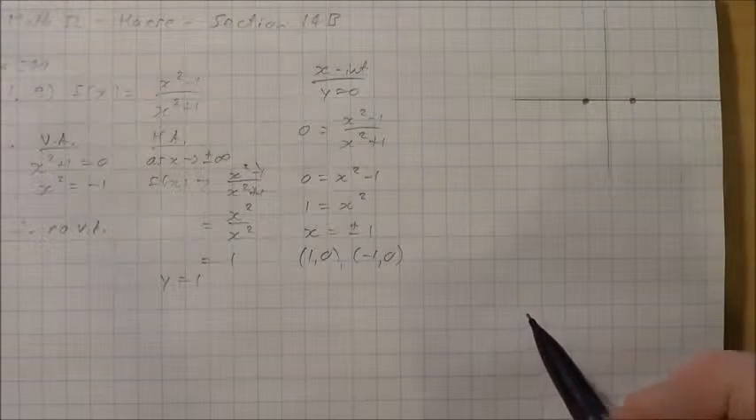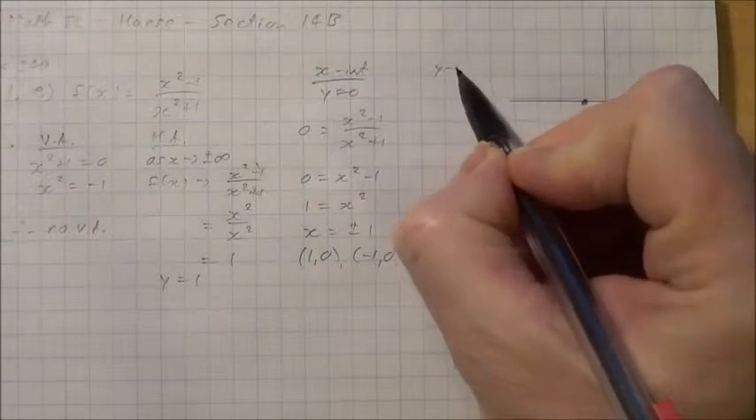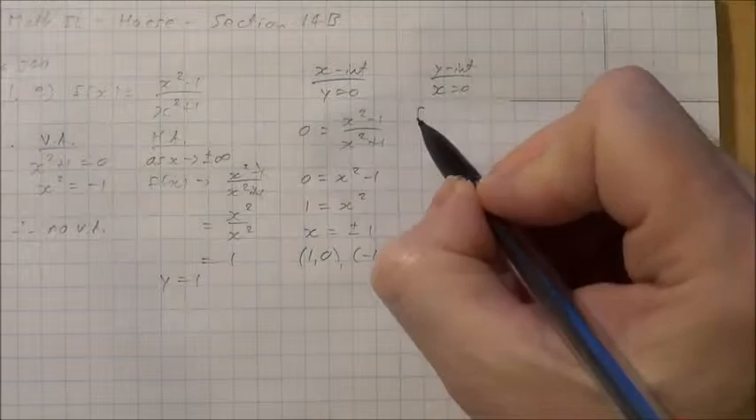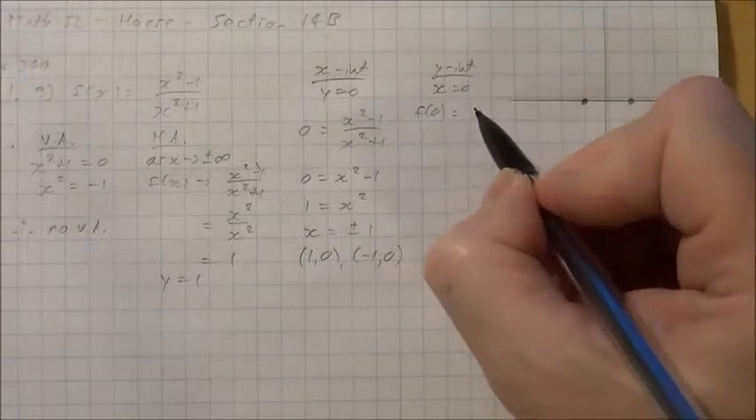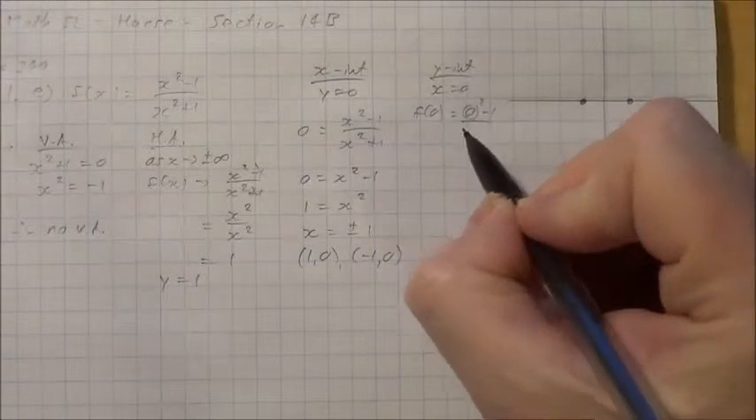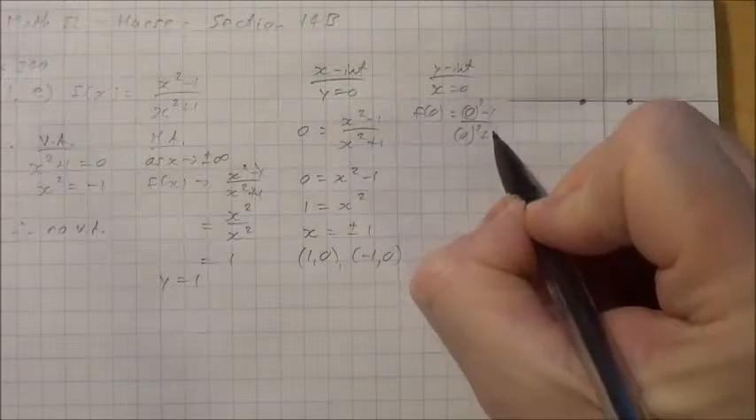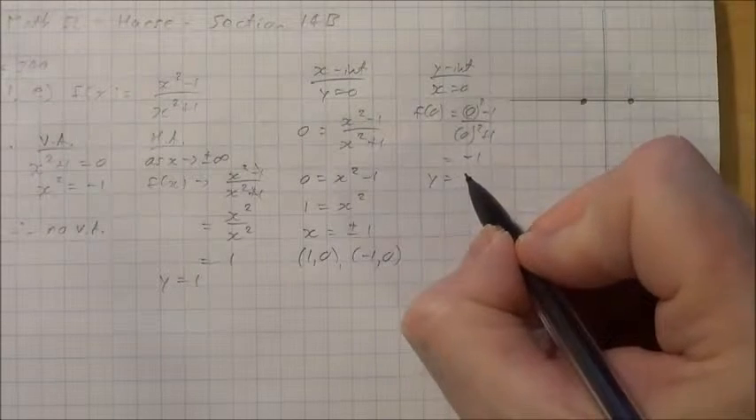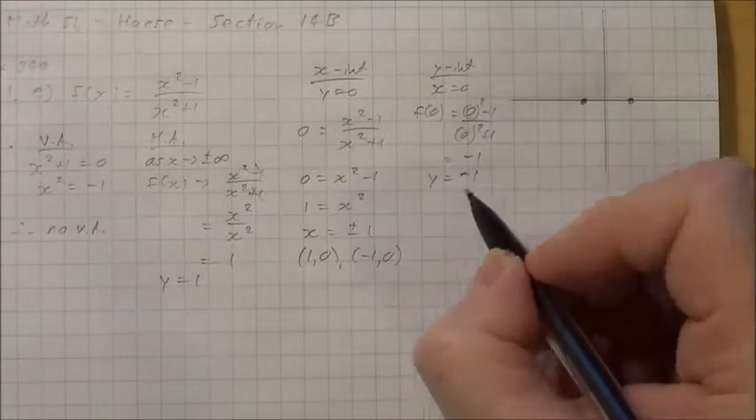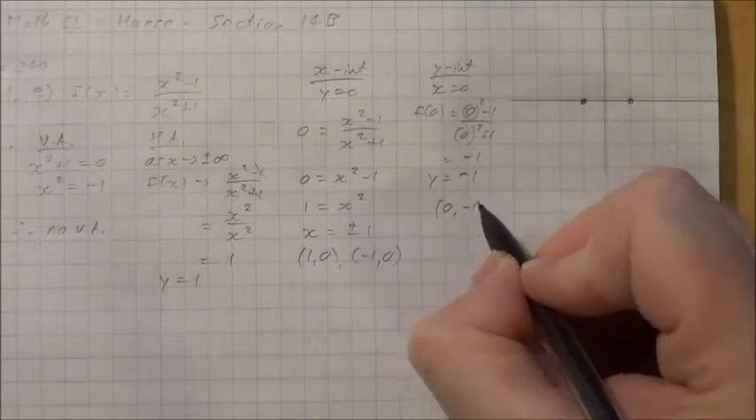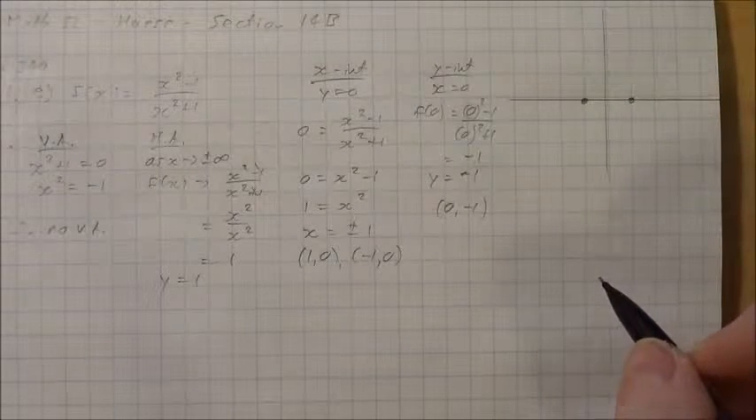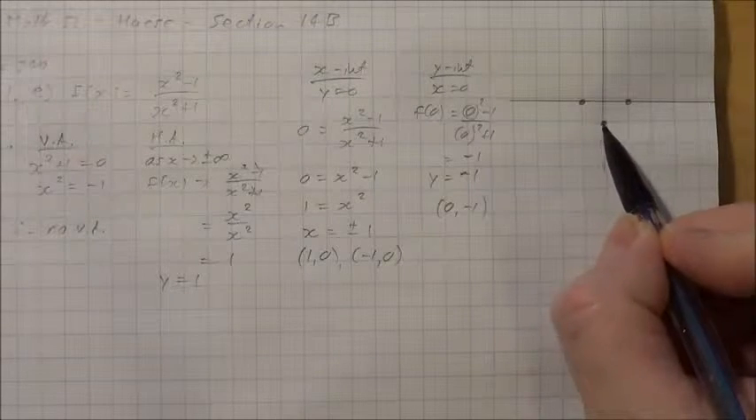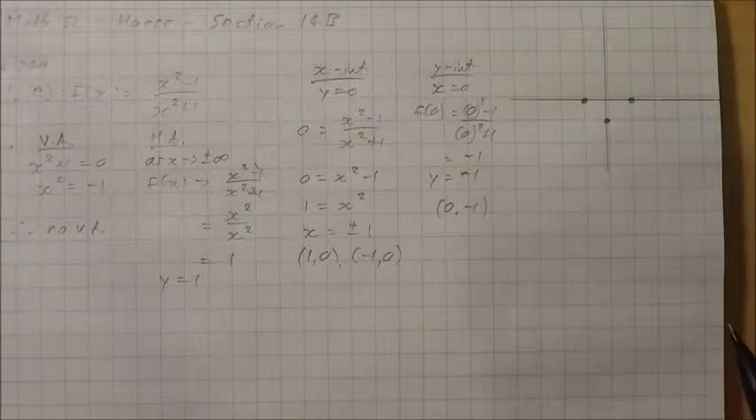And also, we will then find the y-intercept. That occurs when x equals 0, so f of 0 equals 0 squared minus 1 over 0 squared plus 1, and that just gives you -1. So the y-intercept is y equals -1, which in coordinate form is (0, -1), which I will plot right there.